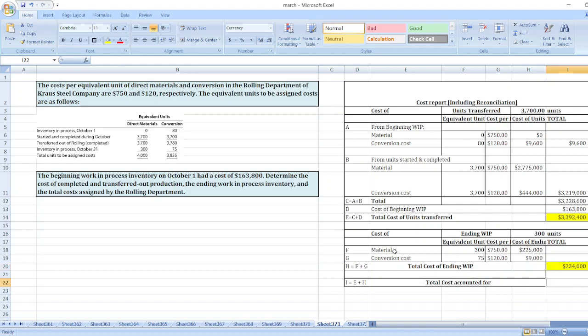Now total cost accounted for. So it is equal to total cost of units transferred and total cost of ending WIP. $3,626,400 is our solution. So here are our solutions.